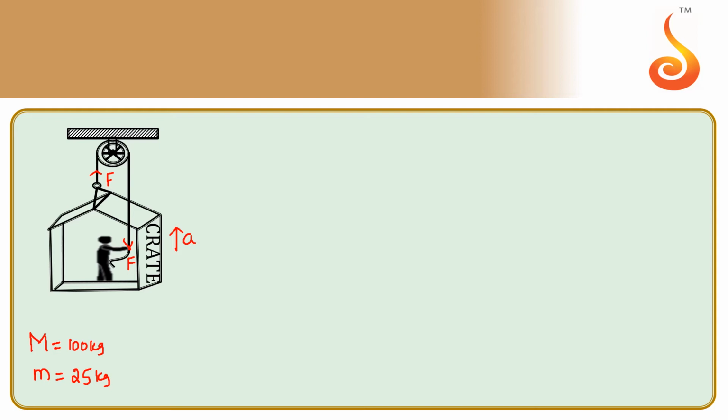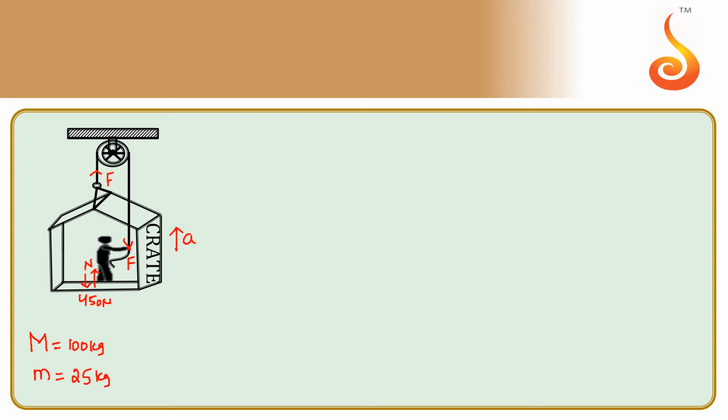Now here they have given one more point, that when he applies F force on the rope, he exerts 450 newtons on the crate's floor. So he applies 450 Newton on the floor of the crate. Therefore an equivalent normal reaction will also act on him, which is also 450 Newton.